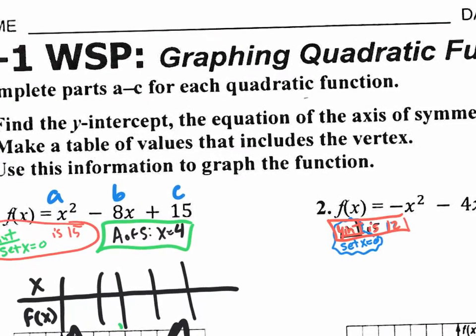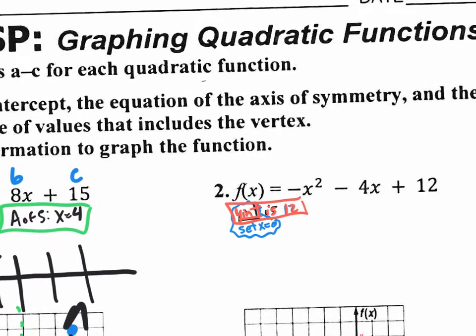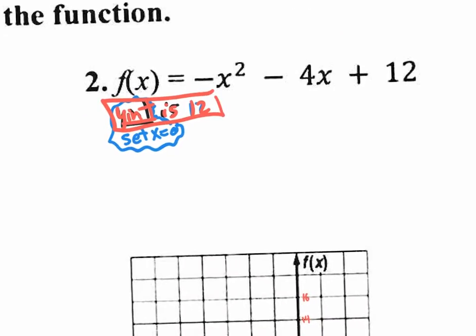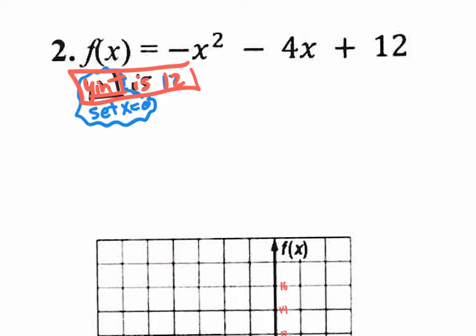It says find the y-intercept. We already did that. It says write the equation of the axis of symmetry. Well, in order for me to write the equation of the axis of symmetry, I need my vertex, at least my vertex x value, because the axis of symmetry equation is the vertex x value. So let's all do this. Let's put v for vertex, and let's find that vertex using the vertex formula.